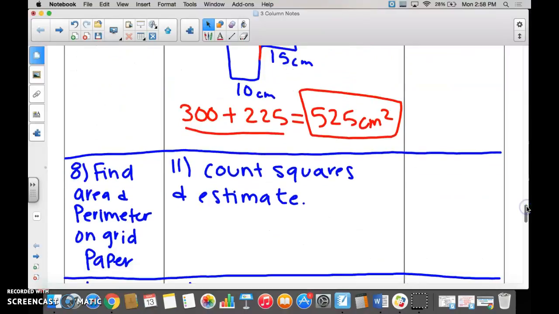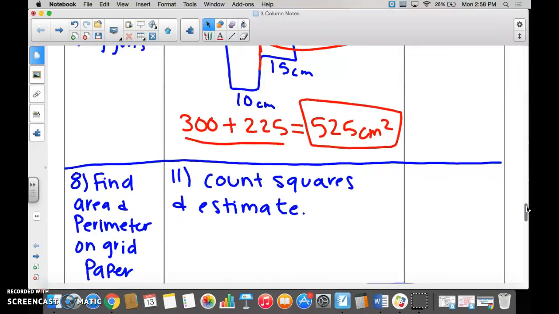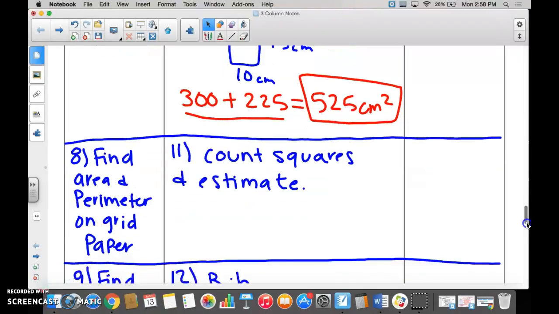All right. And then to find the area or perimeter on grid paper, you are all phenomenal also at that one, so I didn't do an example. But what do we have to do for that, Zach? Count squares and then you estimate. Yeah, all you have to do is count the squares and estimate. If you're pretty close to what I get on my answer key, you'll get it right. It doesn't have to be spot on.